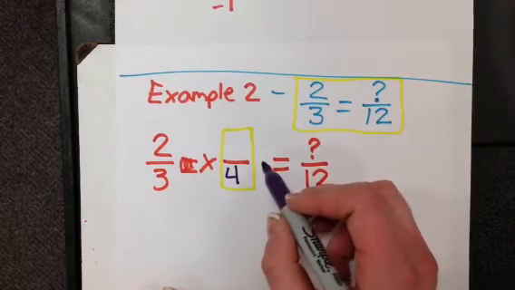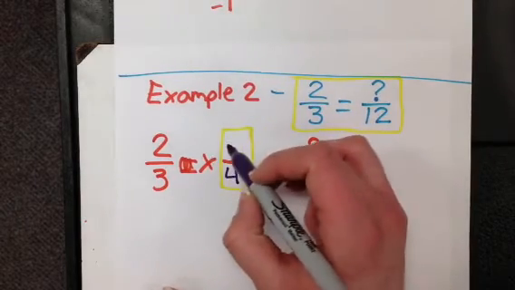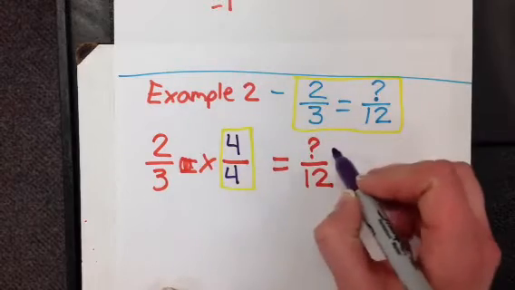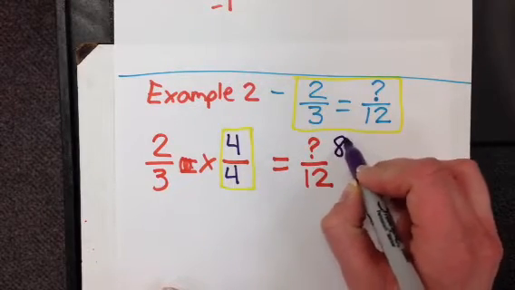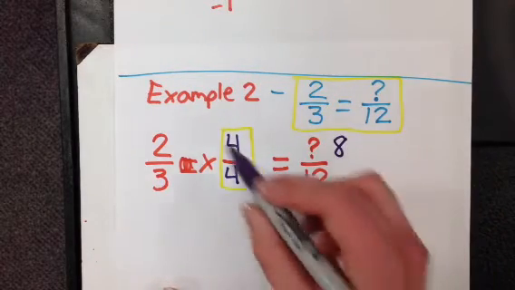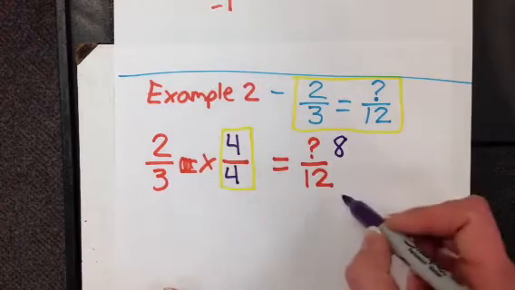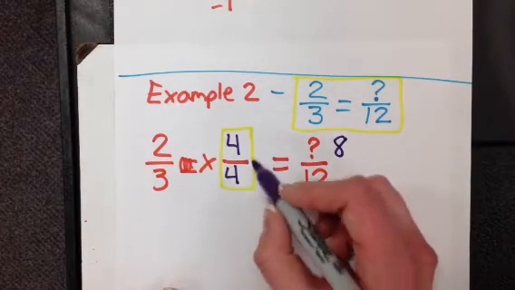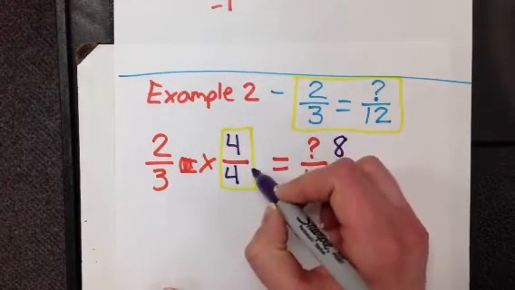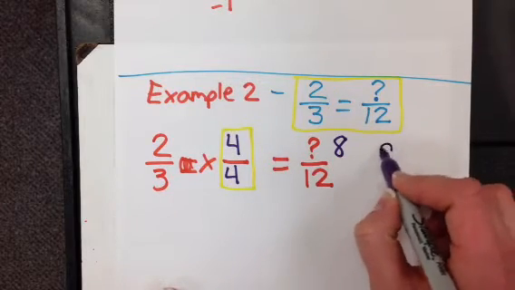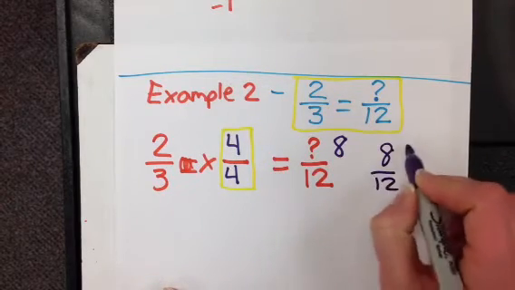And what you do to the bottom, you do to the top in equivalent fractions. So that must mean we do 2 times 4. In this case, that's equal to 8. 2 times 4 is 8. 3 times 4 is 12. So our fraction is going to be 4/4, and our ending is going to be 8/12.